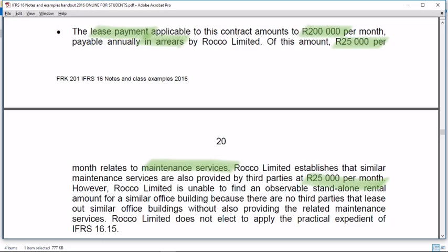However, Rocco is unable to find an observable standalone rental for office buildings because there are no third parties that lease out similar office buildings providing the related maintenance services. So we have enough information to enable us to get to the pure lease component of that lease payment.